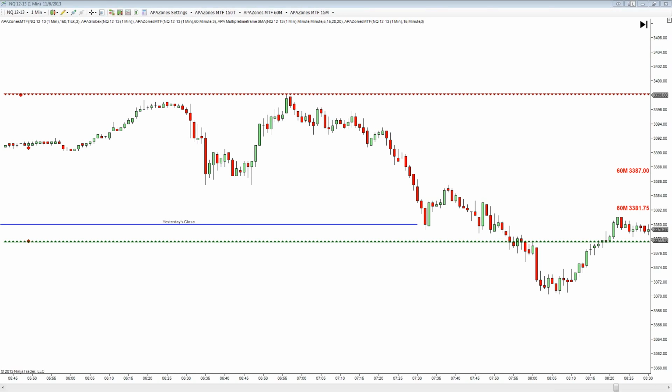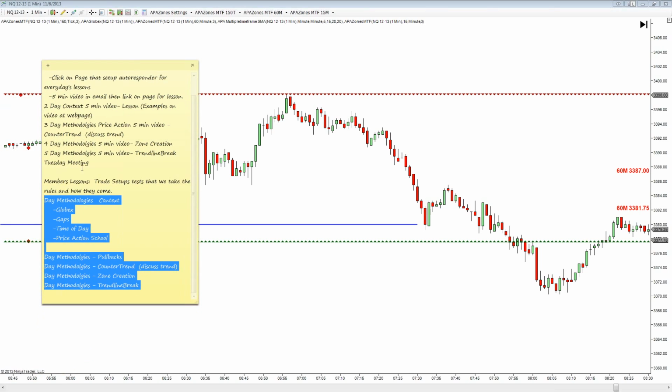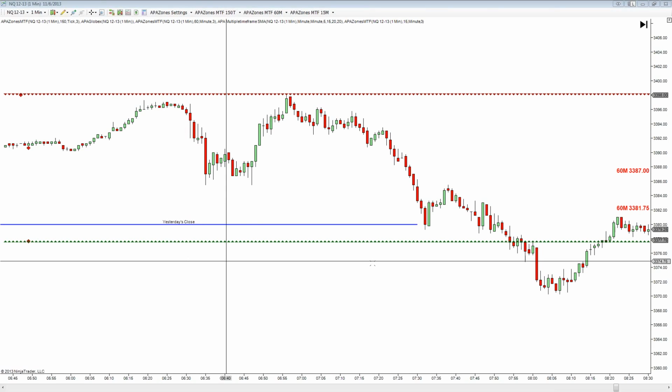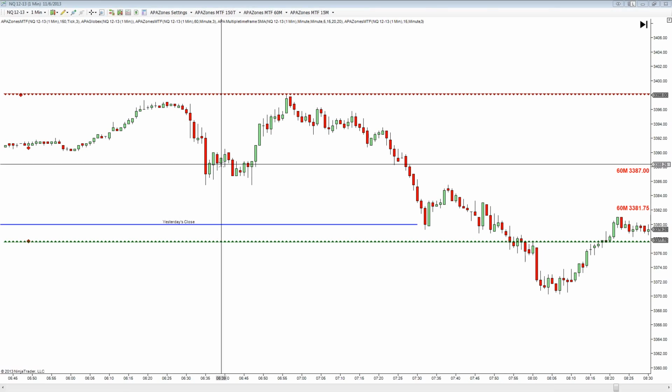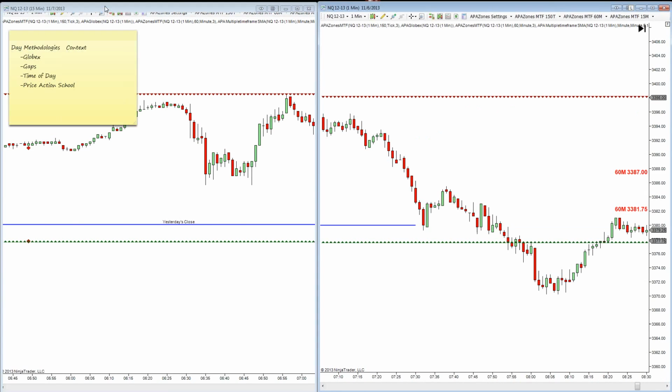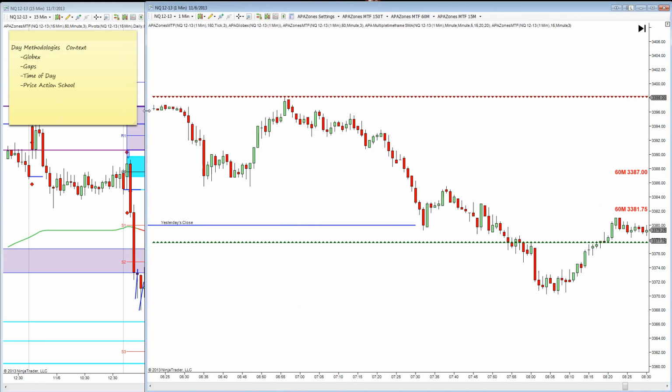Hopefully most of you got this email about the methodologies that we're doing. So over the next 4 weeks, we're going to be discussing these type of methodologies here. Context today, then pullbacks, counter trend, zone creation, trend line breaks. So that's all coming down the line.